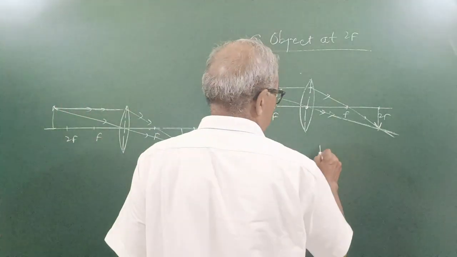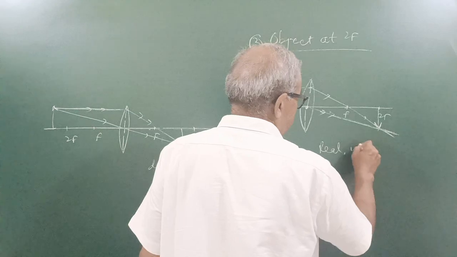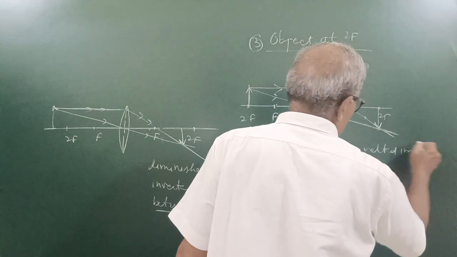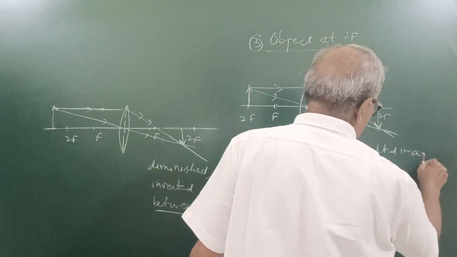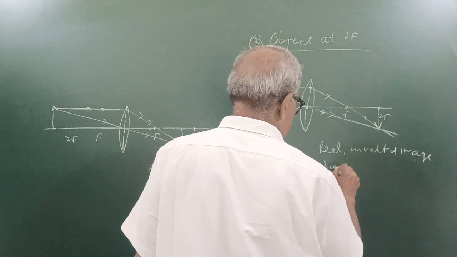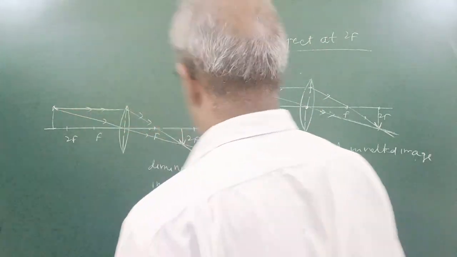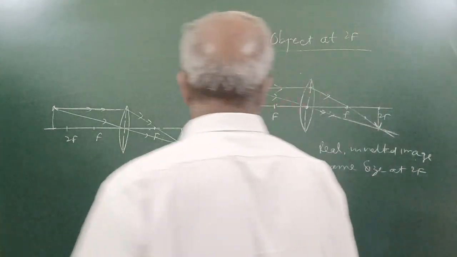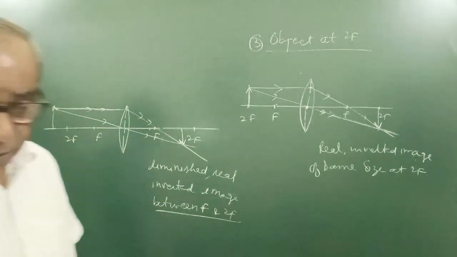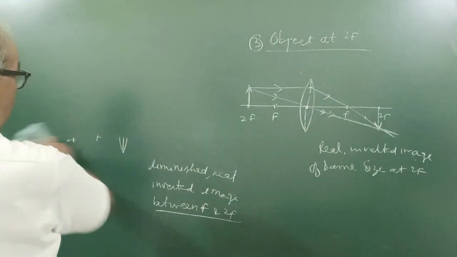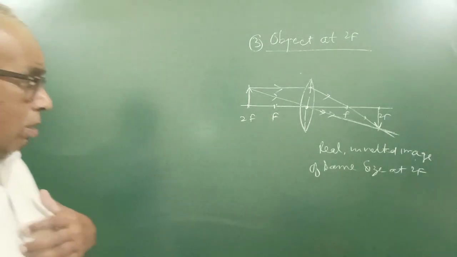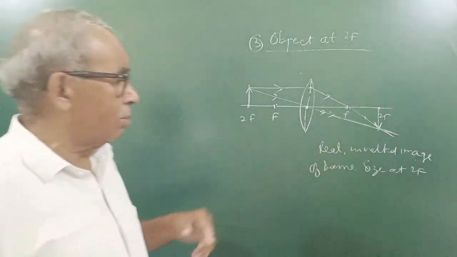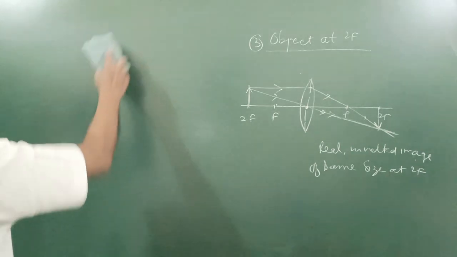So what will you say? Real inverted image of same size at 2f. When the object is at 2f, then we have the image at 2f on the other side, real and inverted. In fact, an inverted image is real itself. I am writing it 2 times so that you learn at least one thing.